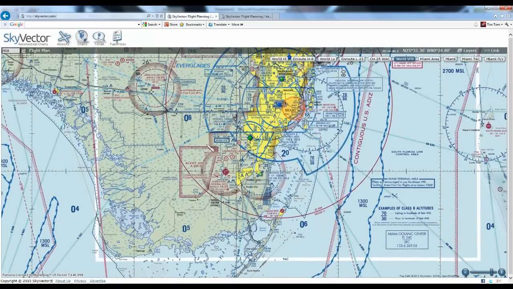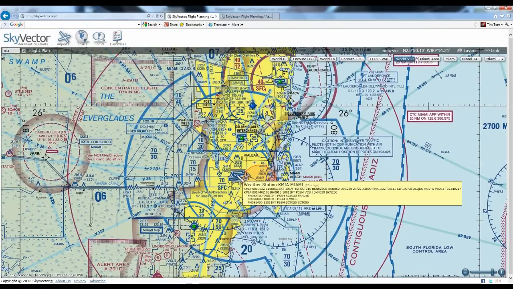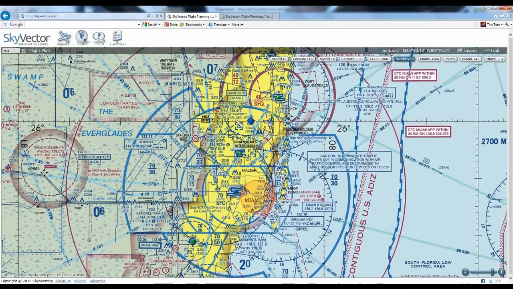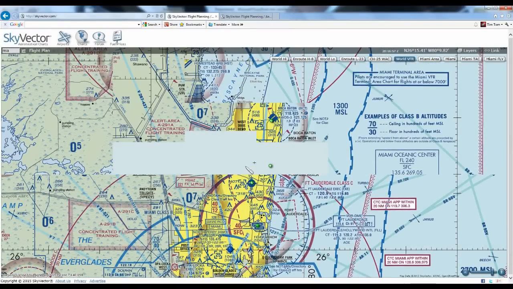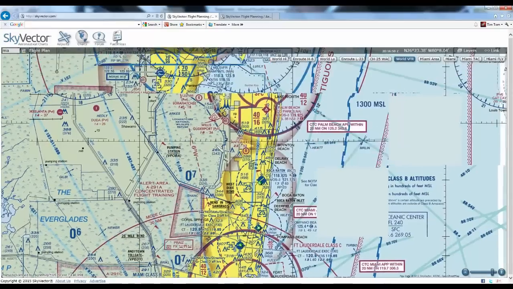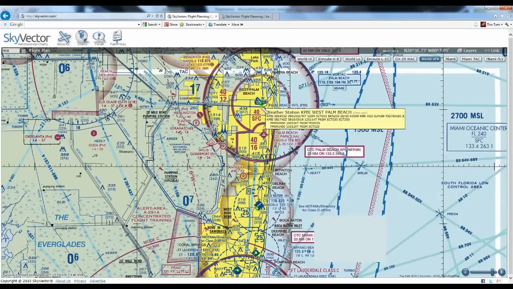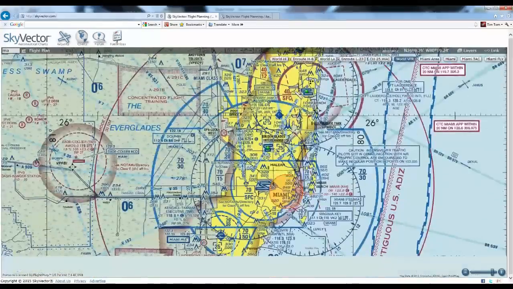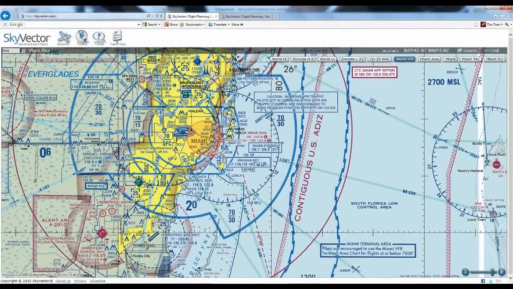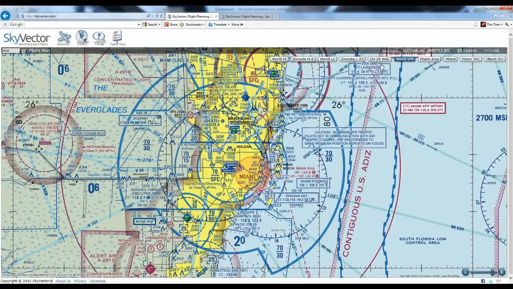So the Miami Class Bravo is home to Miami International, Fort Lauderdale, as well as West Palm Beach up farther north, which is curious. This is West Palm Beach. Palm Beach International is in the city of West Palm Beach, but it's on the east side of Florida. I don't know why they called it West Palm Beach, but whatever. So yeah, Class Bravo airspace here, Mode C Veil, all that fun stuff.